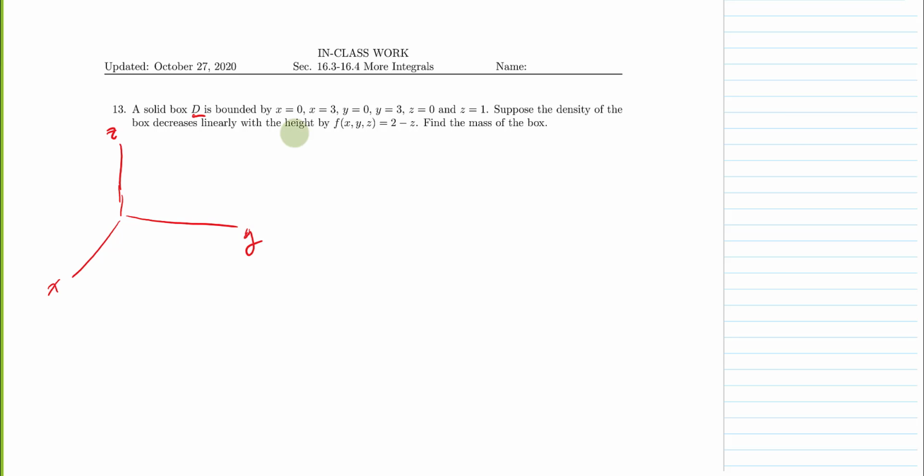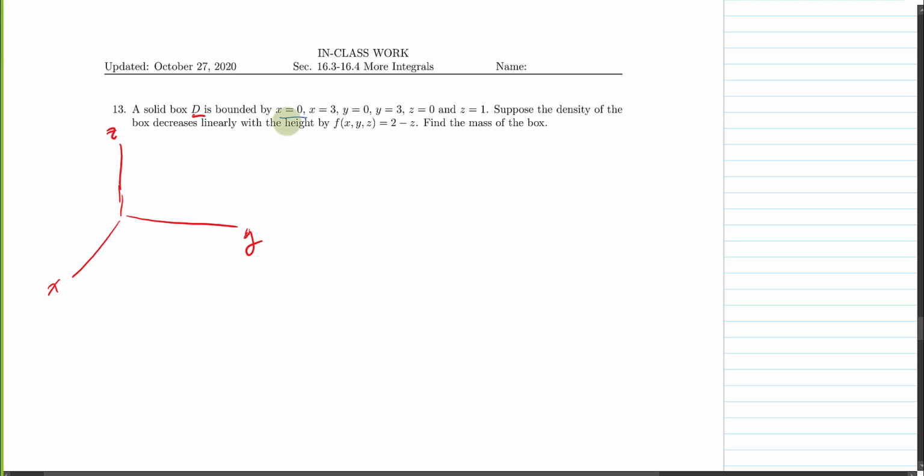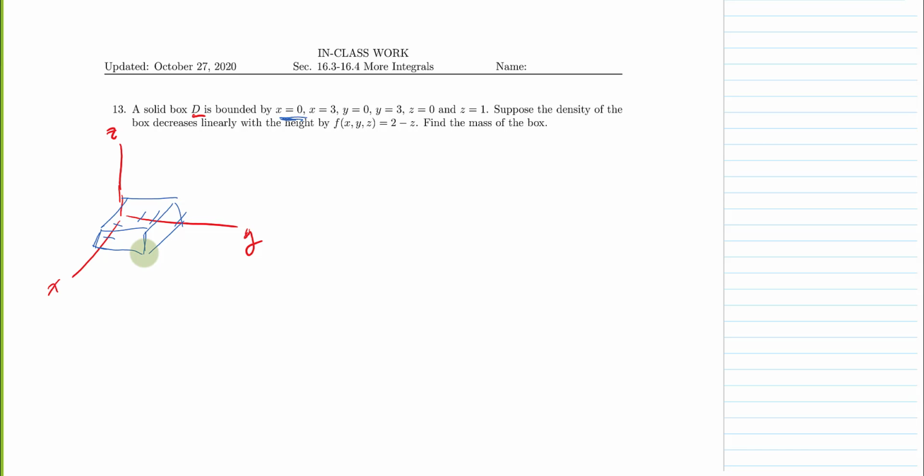And so we're told that in the first octant, it's bounded between x equals 0 and x equals 3, so 1, 2, 3. And then y equals 0 and y equals 3, 1, 2, 3. And then z equals 0 and z equals 1. So we could imagine this is our solid here. That's about the best I can do, sketching it. So we've got a solid box, it's like a brick. A paver or something like that.